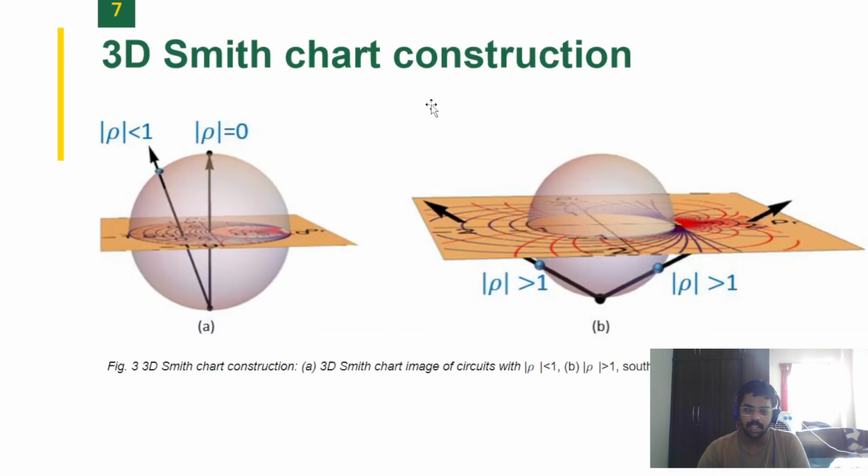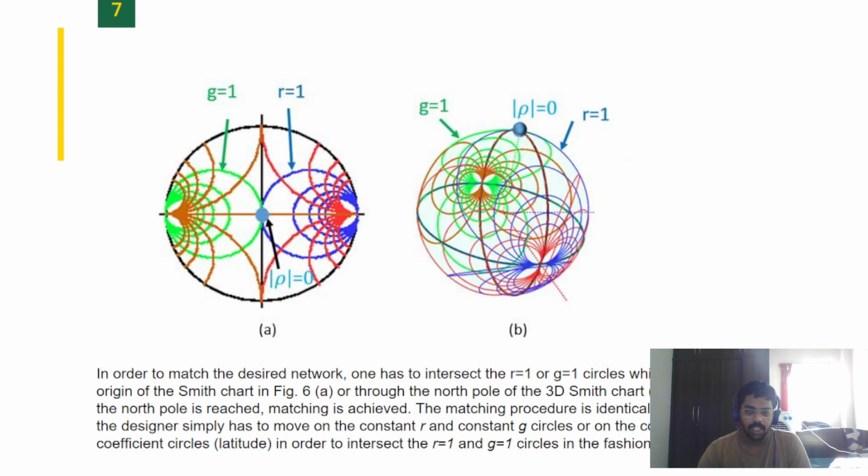Now we will look at the construction of the 3D Smith chart. This is one abstract way of telling it, but if you see here, in order to match the desired network, one has to intersect the R equal to 1 or G equal to 1 circles which pass through the origin of the Smith chart in figure 6, or through the north pole of the 3D Smith chart. When the north pole is reached, matching is achieved. The matching procedure is identical to that used in 2D. The designer simply has to move on the constant R and constant G circles, or on the constant reflection coefficient circles, in order to intersect the R equal to 1 and G equal to 1 circles in the fashion desired.